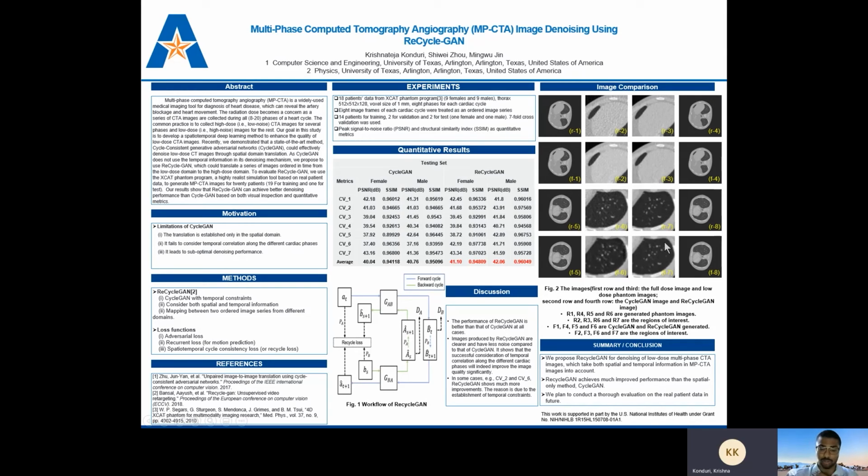This in fact brings us to the conclusion of the poster. The performance of RecycleGAN is better than that of CycleGAN in all cases. Images produced by RecycleGAN are clearer and have less noise compared to those of CycleGAN. It shows that successful consideration of temporal and spatial constraints along different cardiac phases will indeed improve image quality significantly. In the future, we're planning to conduct a thorough evaluation on real patient data by repeating the same exact experiment, and we hope to see the same results.